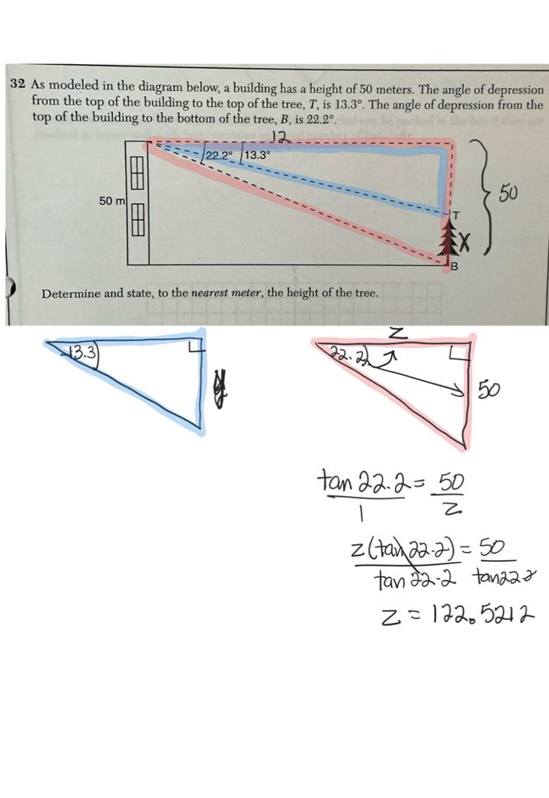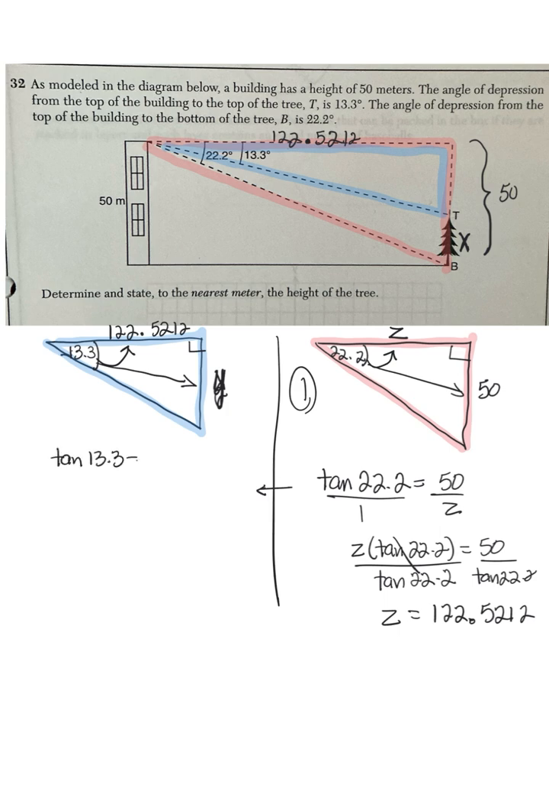So then I know that this side up here is 122.5212. Okay, which means this is 122.5212. And so this is what I did first. Now I'm going to move in this direction. And I'm going to look at this blue triangle and I'm going to say, all right, well, I have adjacent and I need to find the opposite, right? So then I'm going to do the tangent of 13.3 equals opposite over adjacent.